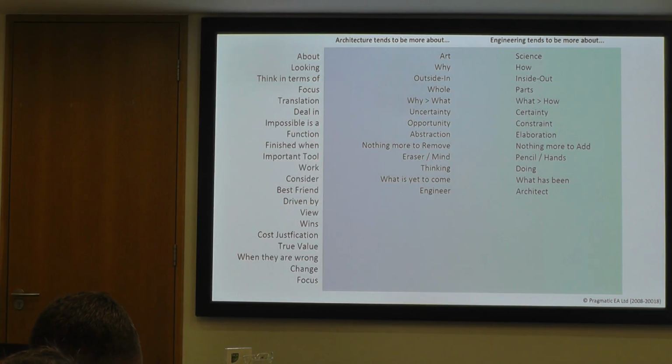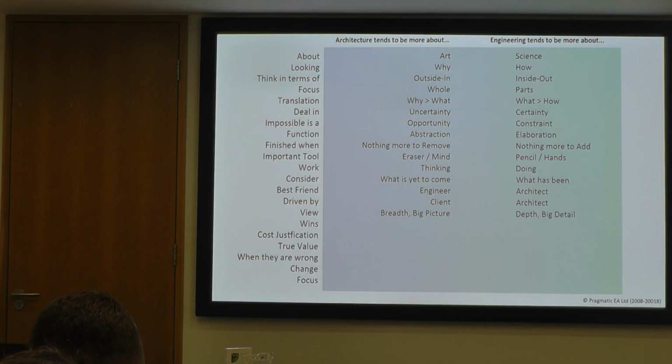The best friend of an architect is an engineer. The best friend of an engineer is an architect. A lot of the time when you talk about these things, you get into arguments because people think it's hierarchical, that architects are more important than engineers. They're not. They just do different jobs at different times. Architecture tends to be driven by the client. The architect asks the client, what do you want? And the engineer asks the architect, what do you want?